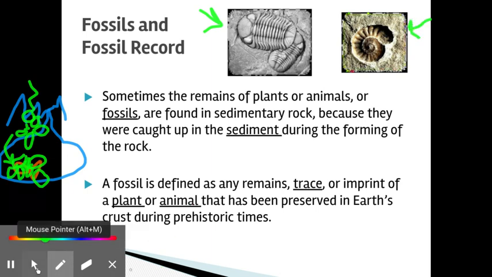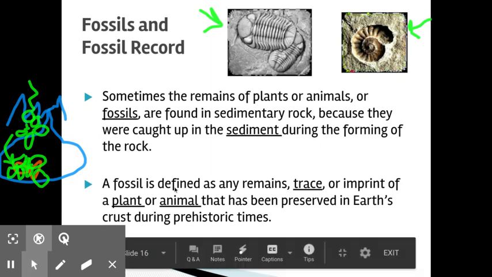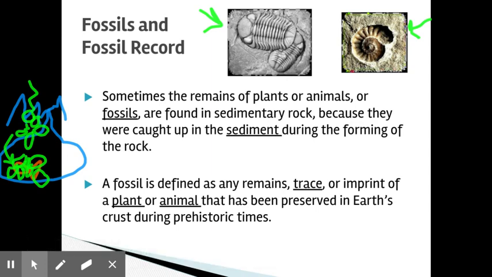So that's how we get the definition for a fossil. A fossil is defined as any remains, trace or imprint of a plant or animal that has been preserved in Earth's crust during prehistoric times. Technically, to have a true fossil, it's supposed to be something that was alive during prehistoric times, think like dinosaurs and things like that.